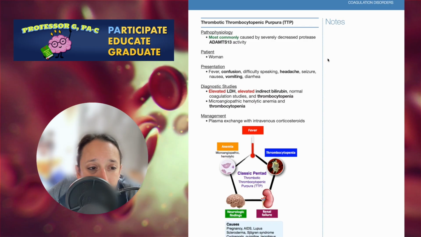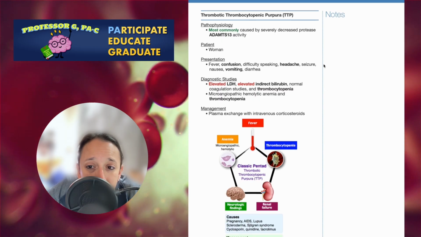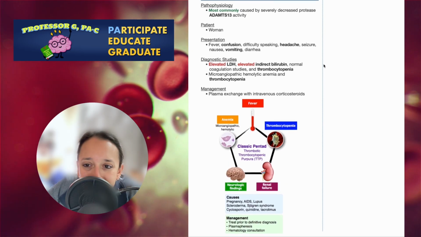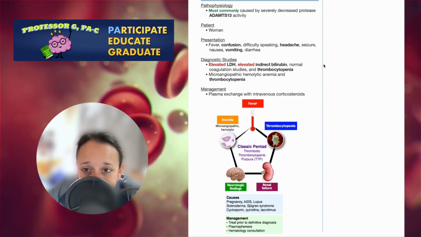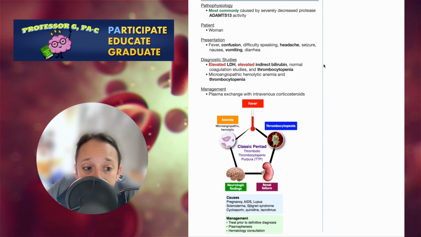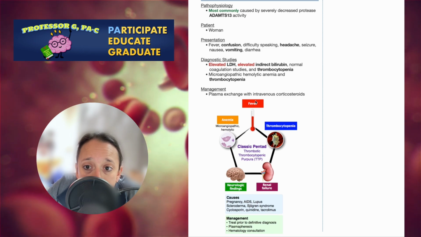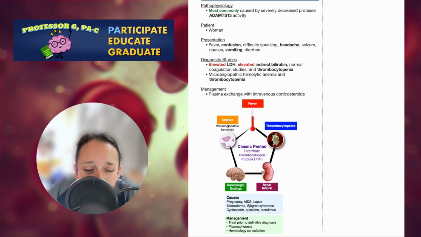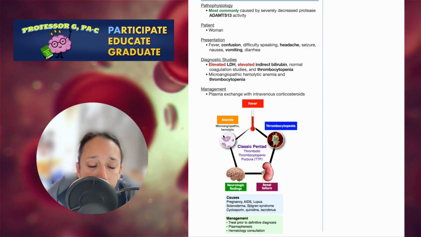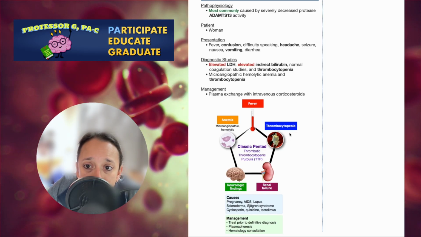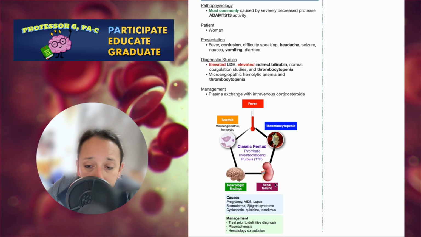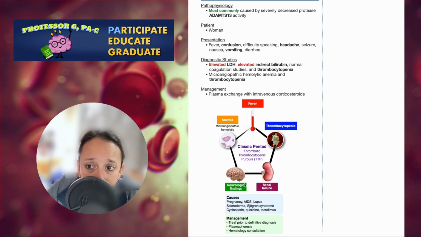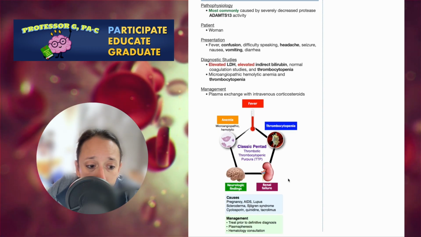So there's a classic pentad to remember for TTP. I don't know if you've ever heard of it, but it's essentially FAT RN. The F stands for fever, the A for anemia, and it's usually a microangiopathic hemolytic anemia. T is thrombocytopenia, R is renal failure, and N is neurologic abnormalities like confusion, headache, or seizures.